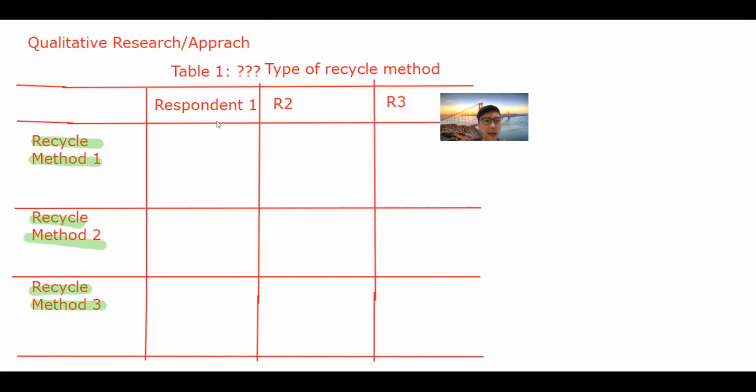Next. Can you tell me which type of recycle method respondent one used from my interview? Respondent two used which method? One and two, okay. Why did you say two and three? Respondent two used which method? Okay, one and two, right? How about respondent three? Which method did respondent three use? Two and three, correct. So now you know how to show your interview question answers, right?